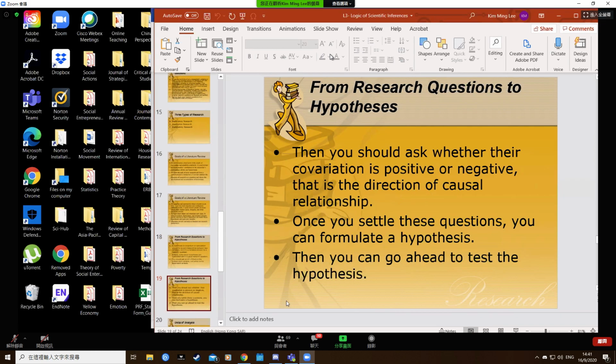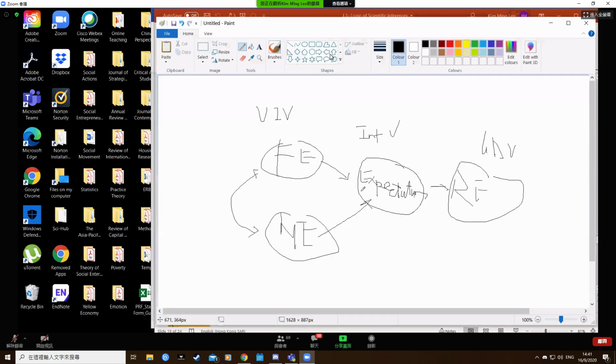So in this case, the hypothesis here is not enough. You need to show the direction. Direction, that means if your father has higher education, do you have higher or lower education? So that means the direction of relationship. One can positively affect the independent variable, or the independent can positively or negatively affect the dependent variable.